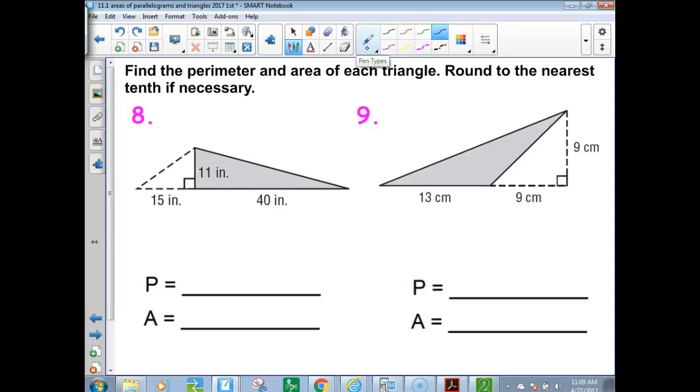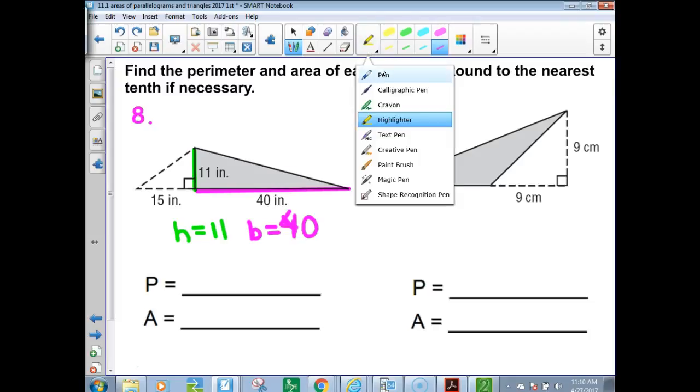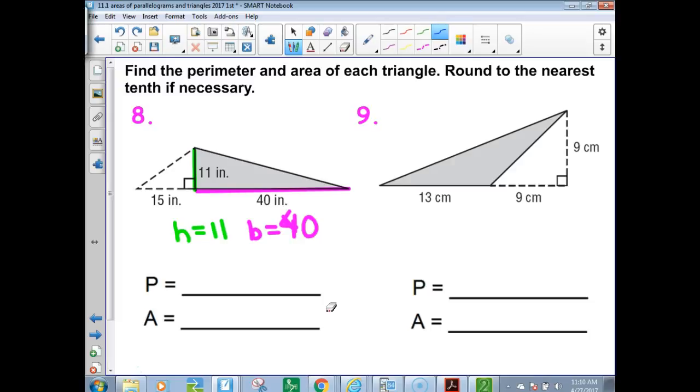All right. We have some extra information on one of these diagrams. Number 8. I have 11 right here. What does the 11 represent on that gray triangle? So the height's 11. What is the 40? Okay, that would be the base. All right, so those are all we need for doing the area of a triangle, because the area of a triangle formula is base times height divided by 2.